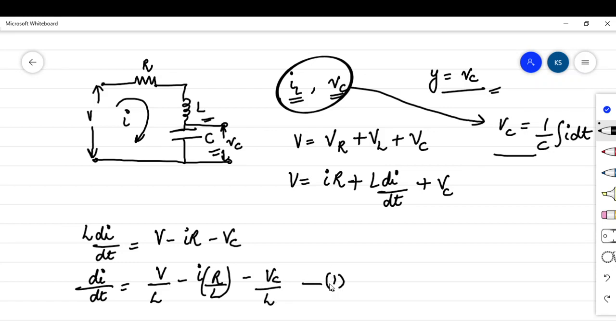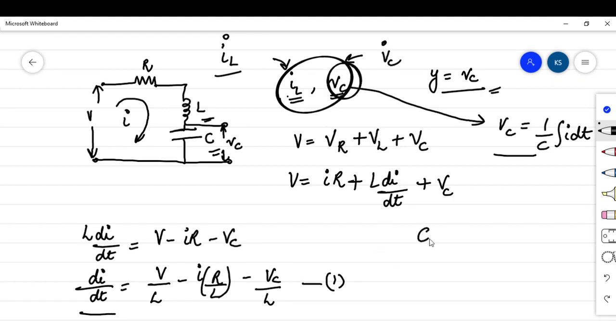This is our first state space equation because we are interested to formulate state space model in terms of state variables. First is IL. So we are interested to find the first derivative of IL, that is IL dot, that is di by dt, and second we are interested to find out Vc dot.